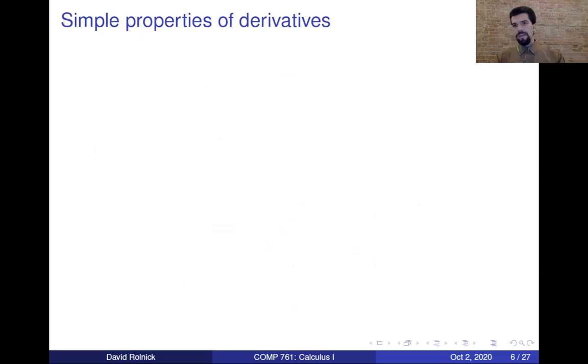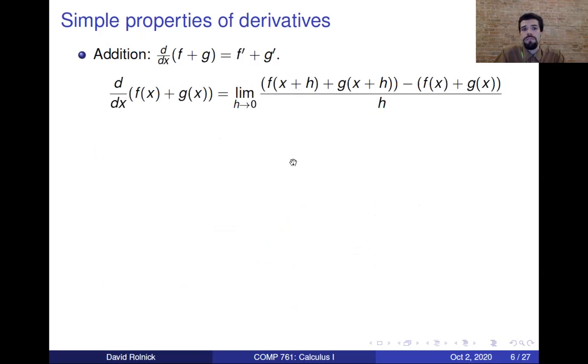I mean, you don't have to worry about that, really. We're just going to be looking at functions that are differentiable. And it'll be pretty obvious when a function isn't differentiable generally. So some simple properties of derivatives to start us out. Addition. The derivative of the sum of 2 things is just the sum of the derivatives.